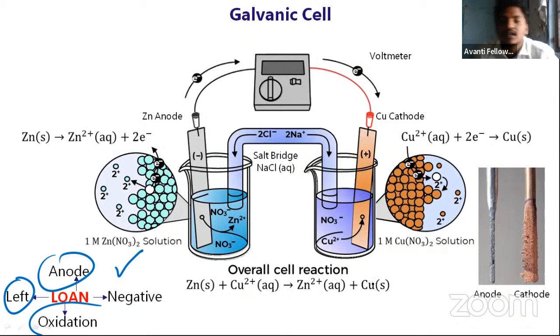Whereas for the right side I have also given a trick. The trick is RRCP. What is the meaning of RRCP? Rajasthan Royals won the first IPL Cup. That is, we can say: right, reduction, cathode, positive.